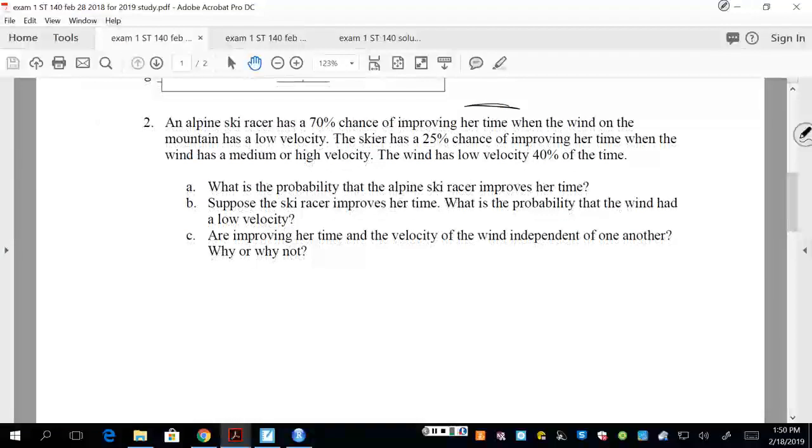So here's an alpine ski racer who has a 70% chance of improving her time when the wind on the mountain has a low velocity, and a 25% chance of improving when the wind has a medium or high velocity. The wind has low velocity about 40% of the time. So what's the probability of improving?